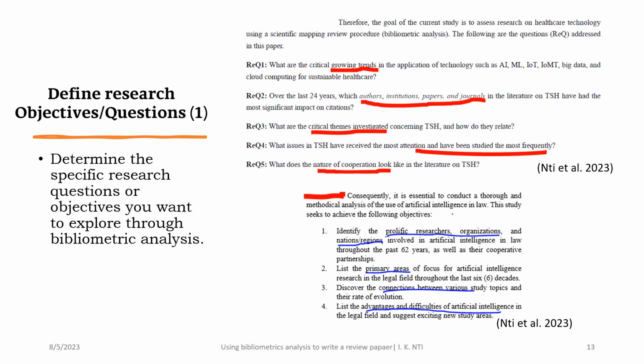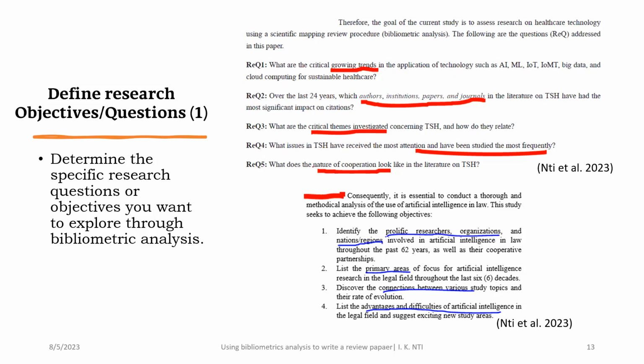So these research questions were picked from two of our papers. Let's see possible research questions or objectives that we can set when we want to do a bibliometric literature review. The first one is, what are the critical growing trends in the application of technology such as AI, ML, IoT, IoMT, big data, and cloud computing for sustainable healthcare?